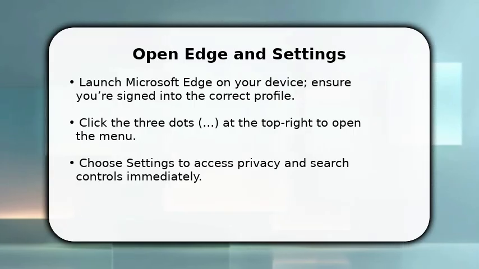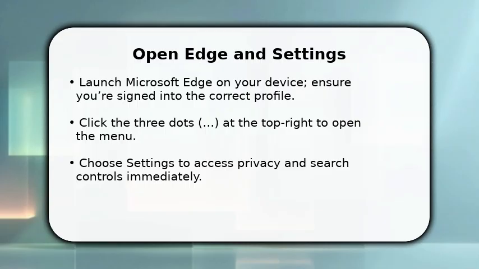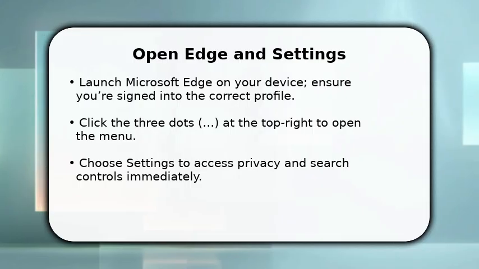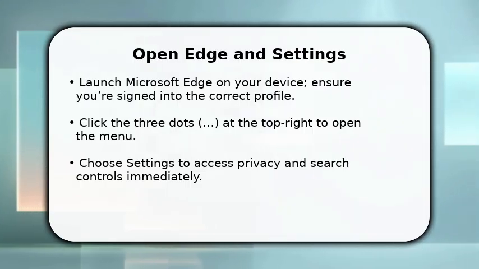Enjoy the video. You'll start by opening Microsoft Edge and confirming you're in the profile that controls search settings. Once done, click the three dots at the top right to open the menu. This is where Edge stores its configuration. You need to choose Settings because that central panel houses privacy and services options. This step begins the actual change.